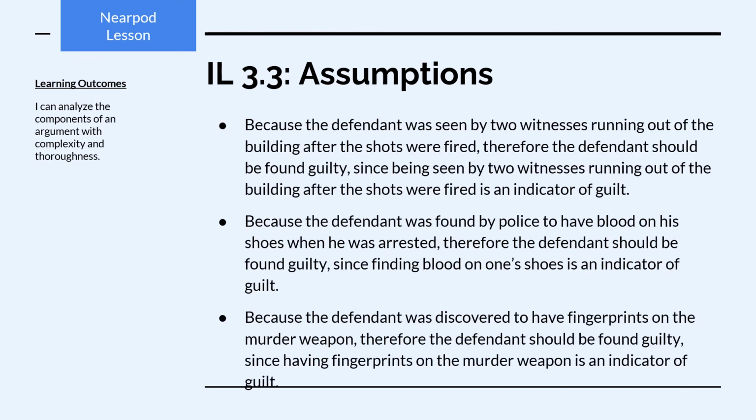Number 2 actually contains 3 separate arguments, so we have to write out 3 separate statements here. First one: because the defendant was seen by 2 witnesses running out of the building after the shots were fired, therefore the defendant should be found guilty, since being seen by 2 witnesses running out of the building after the shots were fired is an indicator of guilt. The next argument: because the defendant was found by police to have blood on his shoes when he was arrested, therefore the defendant should be found guilty, since finding blood on one's shoes is an indicator of guilt. Lastly, because the defendant was discovered to have fingerprints on the murder weapon, therefore the defendant should be found guilty, since having fingerprints on the murder weapon is an indicator of guilt.